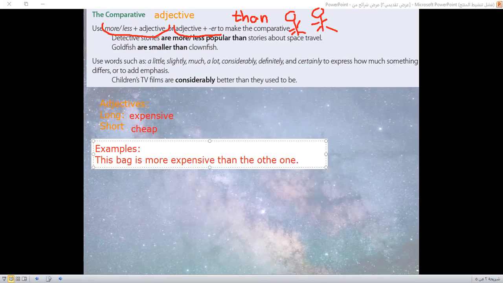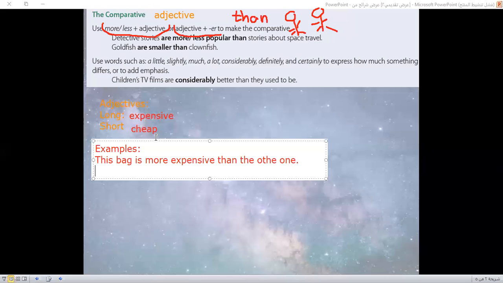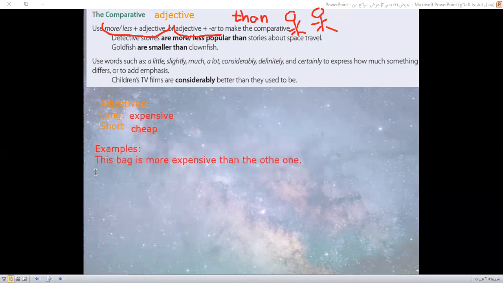Okay. Now moving on, if I have a short adjective like cheap, then I'm not going to use this form, more or less. I'm going to say adjective plus er. How? I rewrite the same sentence again but using another adjective. Let's say this, erase it, use another color.